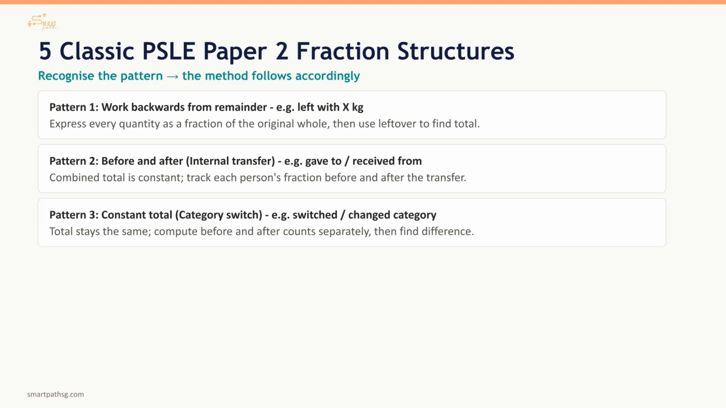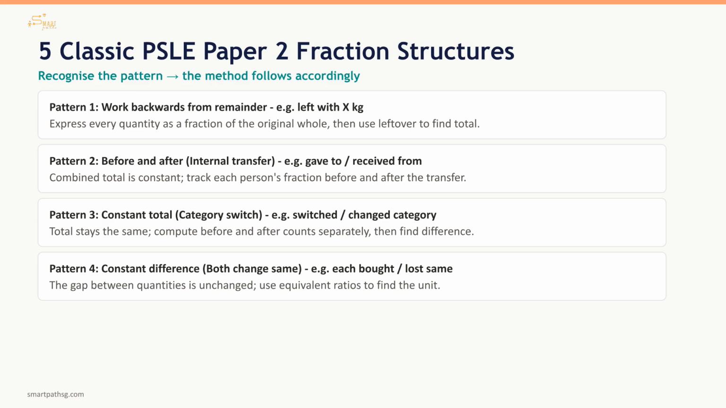Pattern 3. Constant total, category switch. Look for students or items that switched or changed category. The total count stays the same, so compute the before and after counts separately, and the difference between them is your answer.